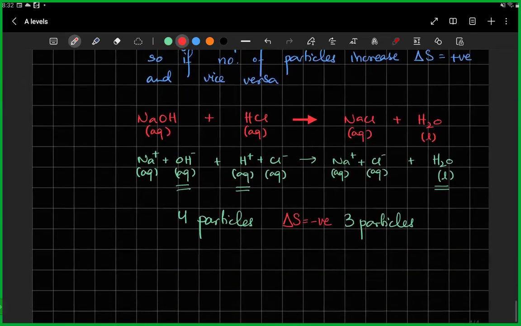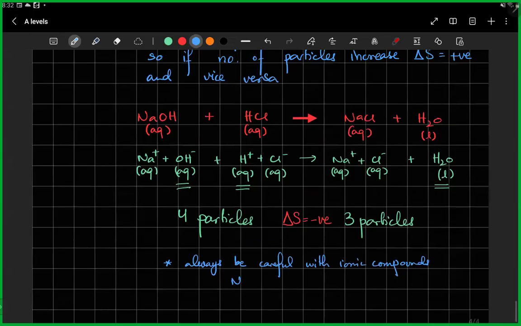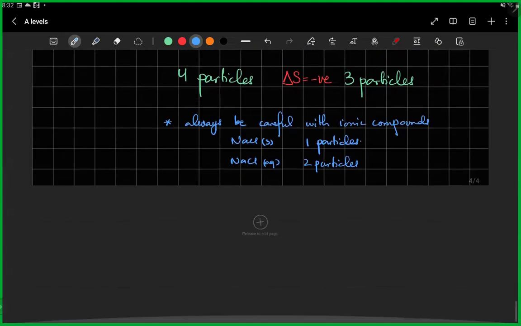बल्कि इसमें जो पॉइंट था ना इस वाले पार्ट का, वो ये था कि always be careful with ionic compounds. अगर NaCl solid लिखा हुआ है ना, that's one particle. और अगर NaCl aqueous लिखा हुआ है ना, that's actually 2 particles. ठीक है? Is this clear? Yes, sir, it's clear. So be careful with ionic compounds.